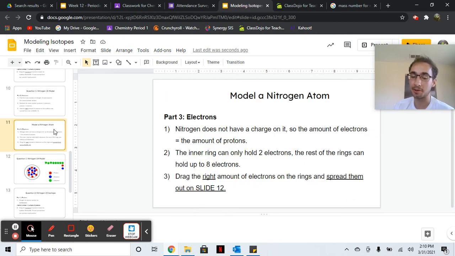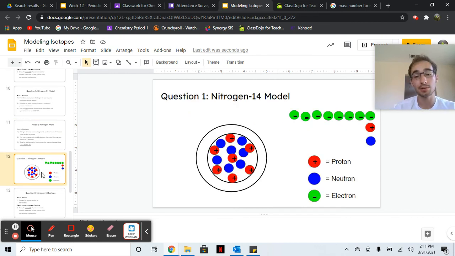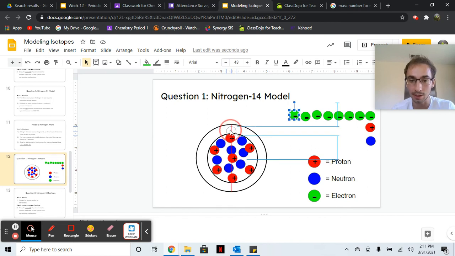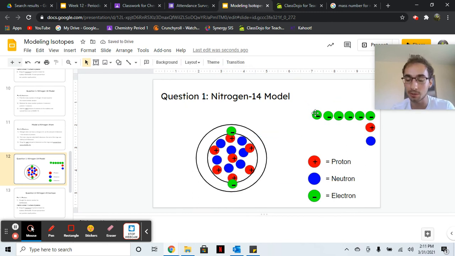Now, the last part is the hardest. Nitrogen does not have a charge, so the amount of electrons equals the amount of protons. The inner ring can only hold 2 electrons. The rest of the rings can hold up to 8. Drag the right amount of electrons on the rings and spread them out on slide 12. So remember, nitrogen doesn't have a charge, so we want to balance out these 7 pluses with 7 minuses. So the 7 electrons. And it's usually customary to put the first 2 in the inner ring. Now, try and spread out the other 5.